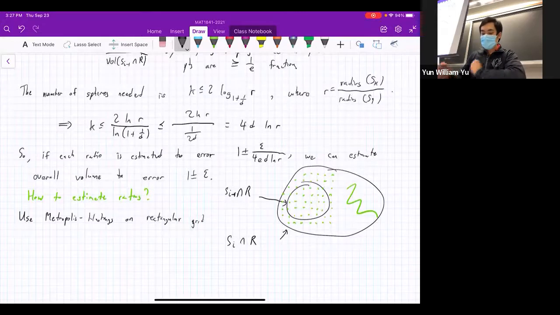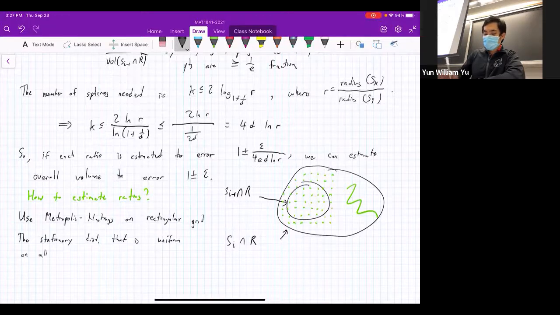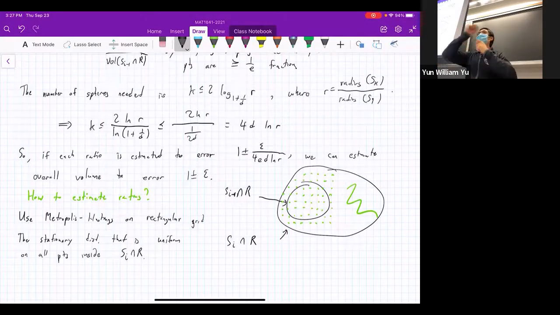And have the stationary distribution. So we can define a stationary distribution that is uniform on all points inside Si intersect R. And remember, the way we did that for any undirected graph is we had some formula for whether or not the random walker walks from one point to another, based on the probability mass that we want to assign there. Basically, the random walker has some probability of going from one place to another. And when we look at the stationary distribution, that's going to give us a uniform distribution over Si intersect R.